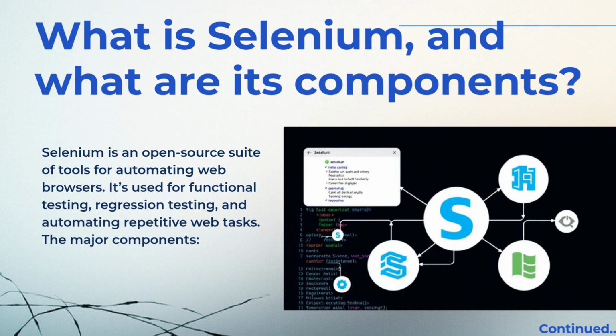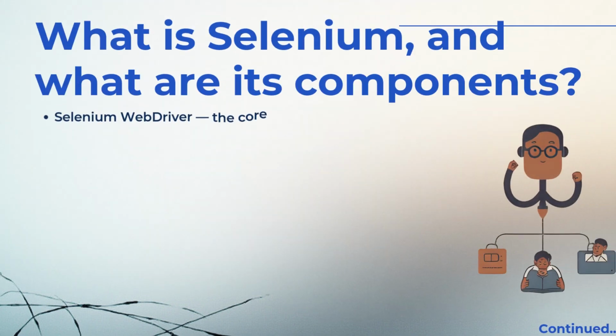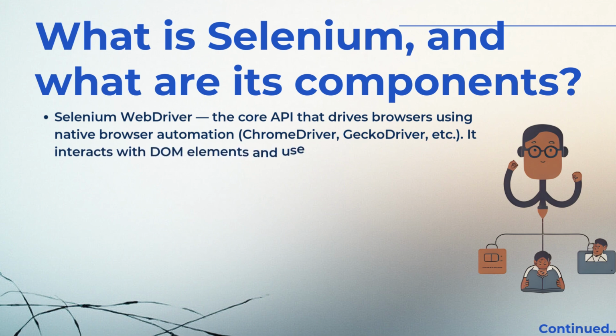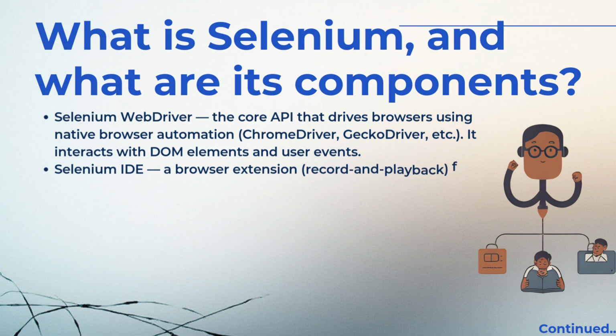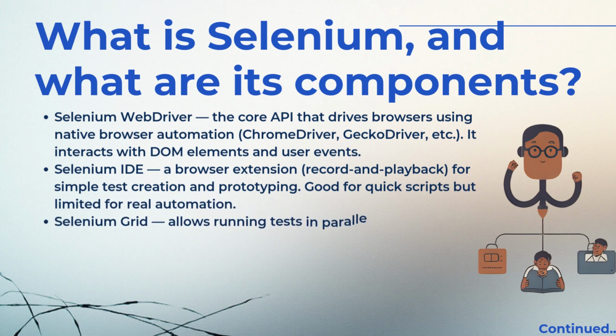Real world example scenario. Let's say your team is working on an e-commerce website. Before every release, you want to test login, add to cart, checkout, payment, profile update. Here is how the Selenium components help. WebDriver automates these tests using real code. IDE helps you create quick sample scripts. Grid runs all tests in parallel across all browsers. This is how a real automation team works.